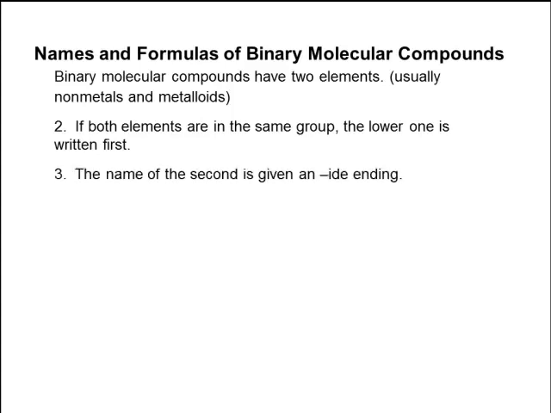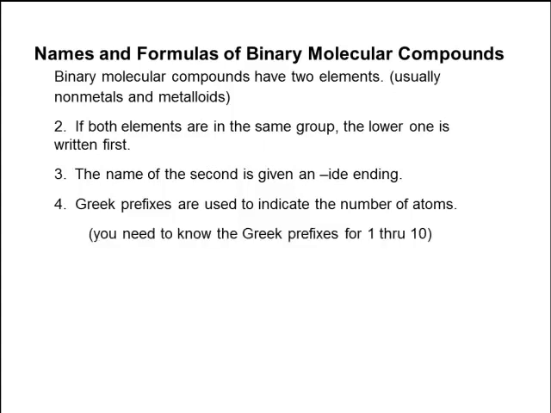With the names then, the name of the second element is going to be given an IDE ending. And then we're going to use Greek prefixes to indicate the number of atoms within this compound. You should know the Greek prefixes for 1 through 10, so make sure to look at those. When it comes to names and formulas for these compounds, the most metallic element gets written first, followed by the second one, except for oxygen. Oxygen is always written last.